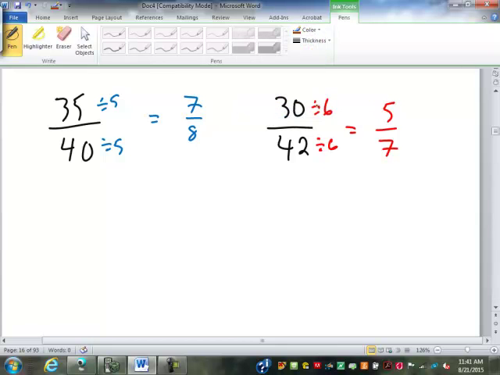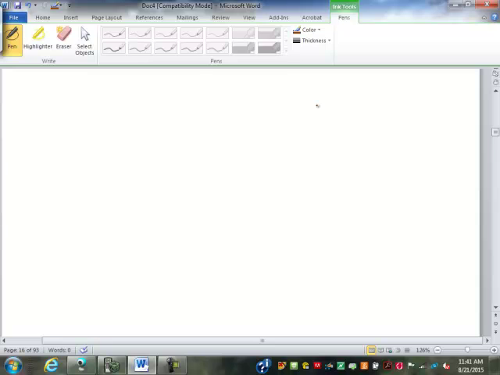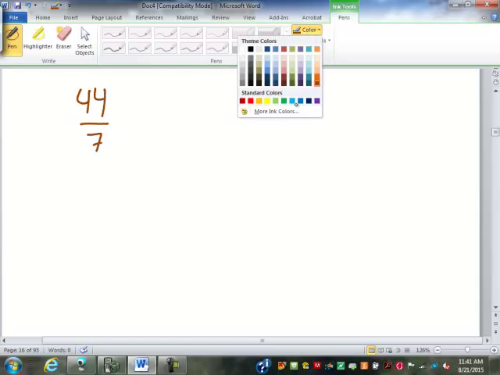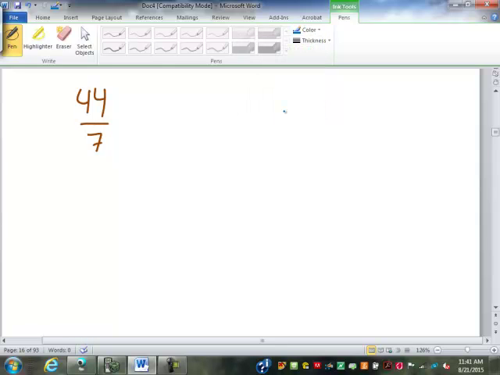Well, we can also run into something that looks like this. Now obviously we see that the top number is bigger than the bottom number. The 7, of course, tells us it takes 7 pieces to make a whole object. The 44 says we have 44 of those pieces. We have enough pieces to make a whole object. In fact, we have enough pieces to make several whole objects. How many objects? Well, how would we figure that out?